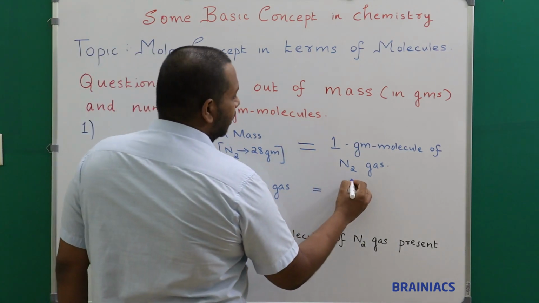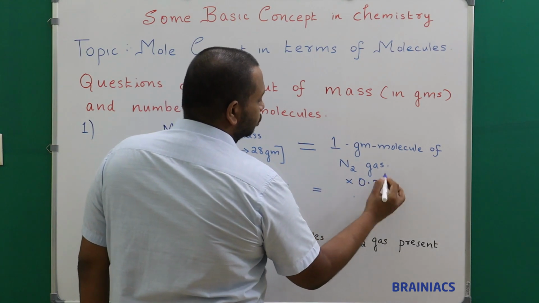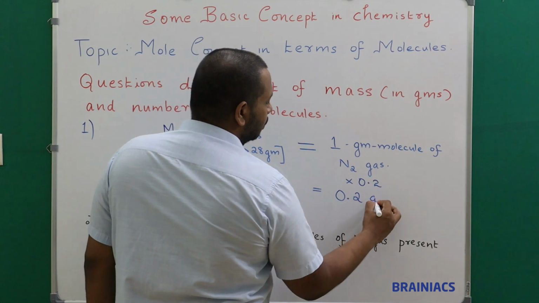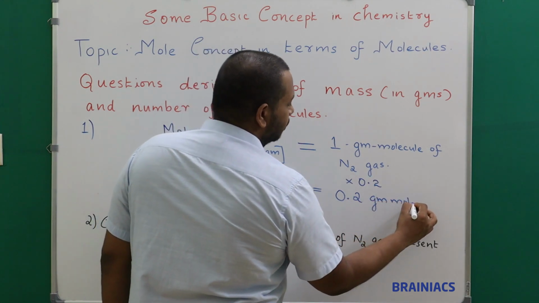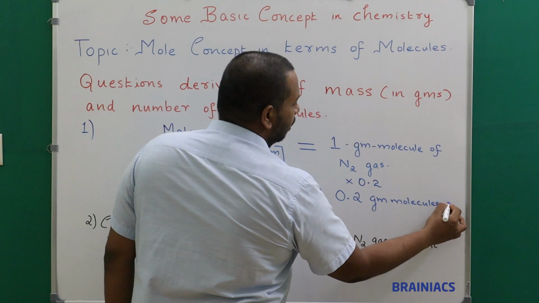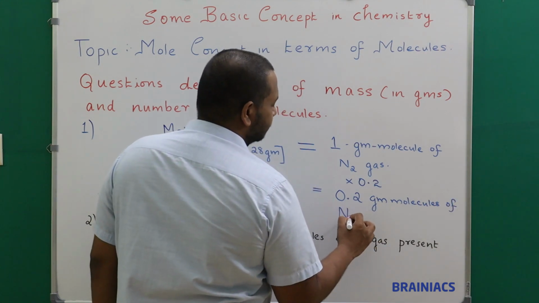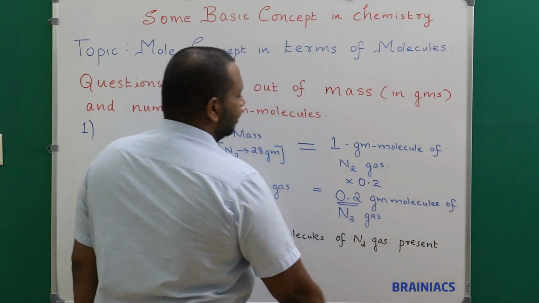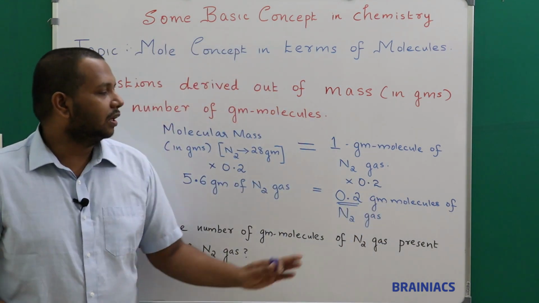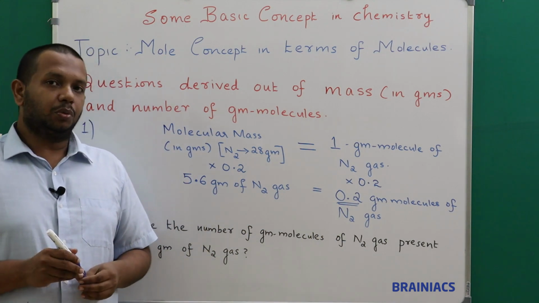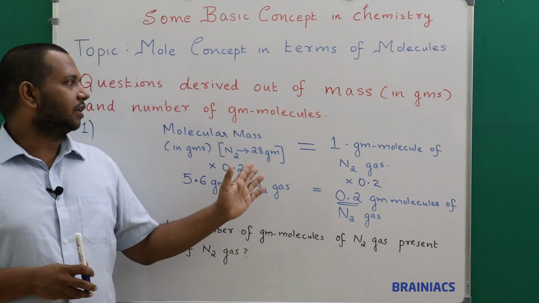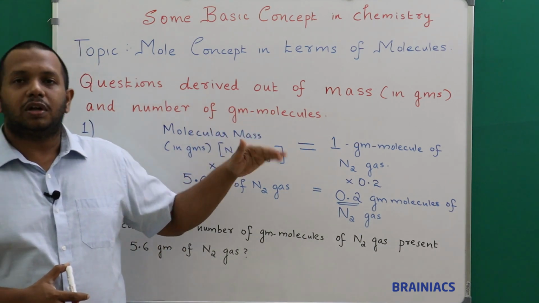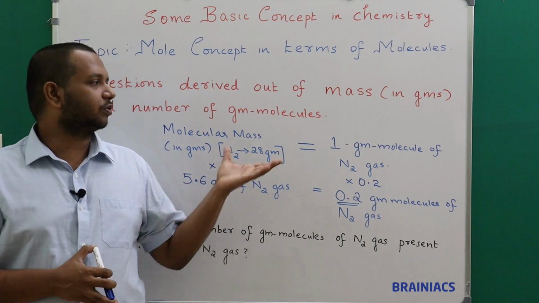So multiplying by 0.2, I will get 0.2 gram molecules of N2 gas. Okay, so my answer is 0.2 gram molecules of N2 gas. So I hope this is clear, and with this relationship we have derived the two questions out of it. So we will go to the next question derivation.